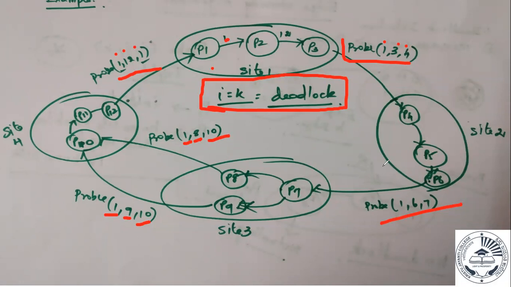The most important element in this algorithm is the probe, the (I, J, K): the value of I, the value of J, and the value of K. Through the edge connectivity, they are going to identify whether there is going to be a cycle. At the end of the edge connectivity, back at the initiator, they are going to check the values of I and K. If I is equal to K, then they are going to say that there is going to be a deadlock. I hope you got the point.